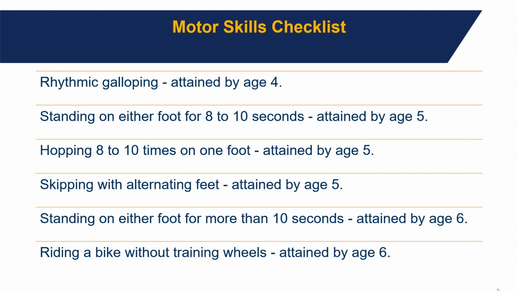So children should be able to rhythmically gallop by the age of 4, standing on either foot for 8 to 10 seconds, hopping 8 to 10 times on one foot, skipping with alternating feet, standing on either foot for more than 10 seconds, which is attained by age 6, and riding a bike without training wheels. So these are some examples of motor skills you could look for in a child when you don't necessarily have a standardized test.